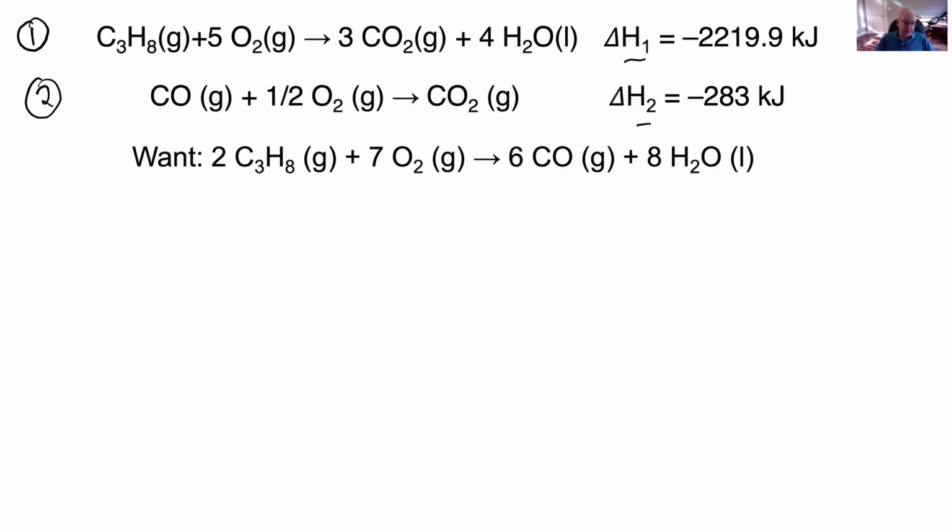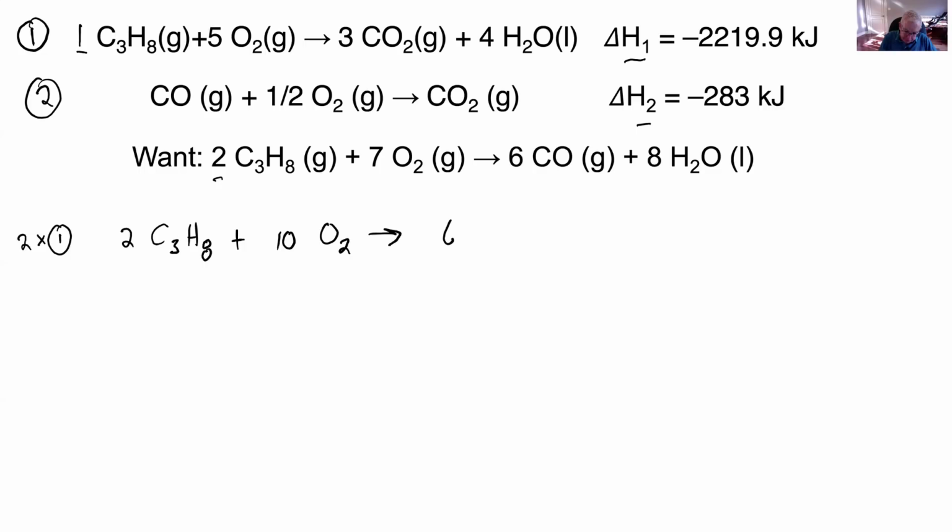But I need 2 moles of propane, and there's only one place to get that. Here is propane, but up here in the equation that I know, I have just 1 mole of propane. So what I'm going to do is multiply equation number 1 by 2. And I'm going to write down what I get for that. I just multiply all those coefficients by 2: 2 propanes plus 10 oxygens.